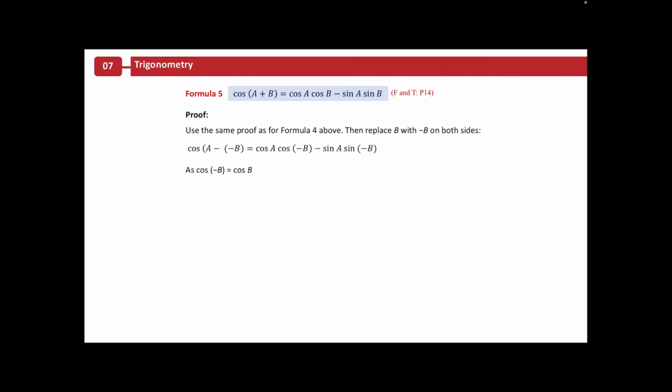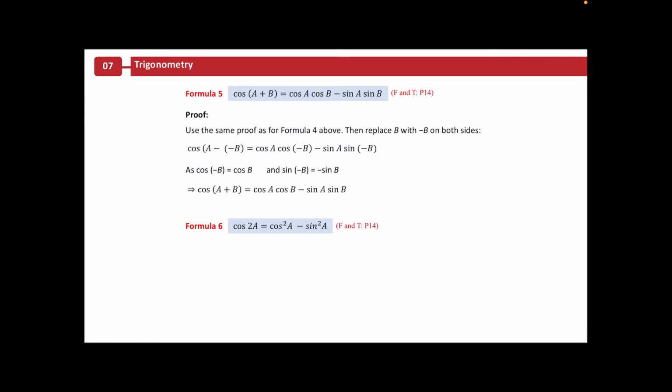Formula 5. Cos A plus B equals cos A cos B minus sin A sin B. Our proof. We use the same proof as Formula 4. Then we replace B with minus B on both sides. This gives us cos of A minus minus B equals cos A cos minus B minus sin A sin minus B. As cos minus B equals cos B and sin of minus B equals minus sin B, we can state that cos A plus B equals cos A cos B minus sin A sin B.